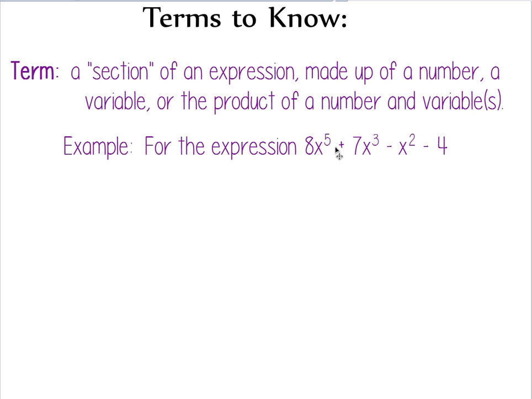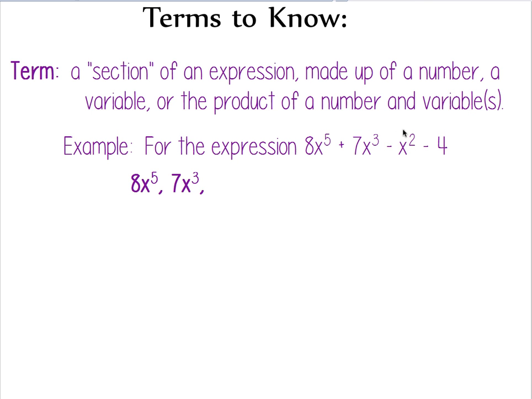So I've listed the expression 8x to the fifth plus 7x to the third minus x squared minus 4. If you look closely, the addition and subtraction signs split this expression up into four distinct parts. And those four parts are terms. So our first term is 8x to the fifth. Our second section or term is the 7x to the third.